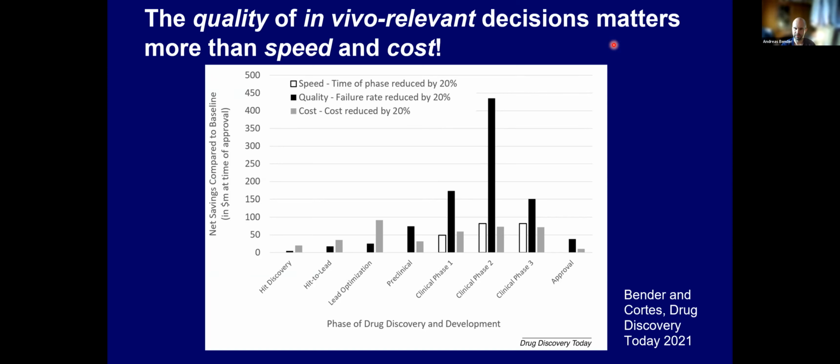We need to have better compounds in the clinic. Why is that? Failure rates are high, the phases are quite long, and they're quite costly. So if you have better compounds in the clinic, this is where changes really matter. It's not so much in the early stage, but that's actually where lots of the focus is right now.